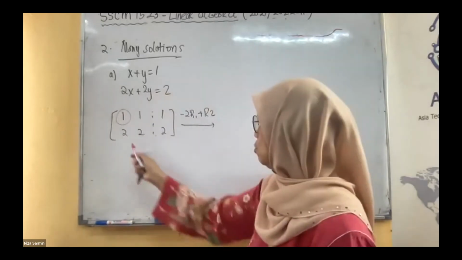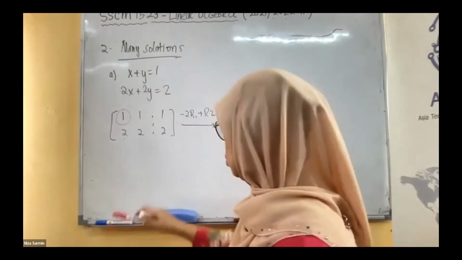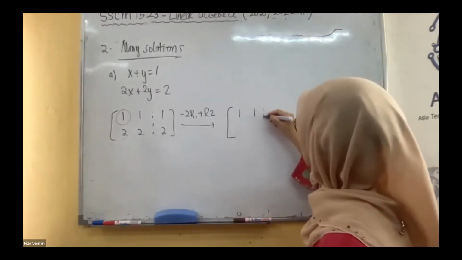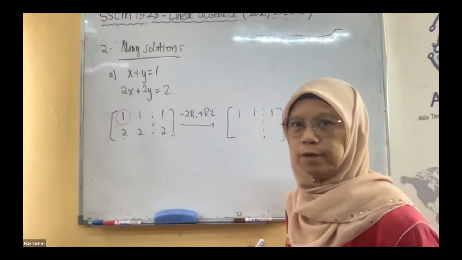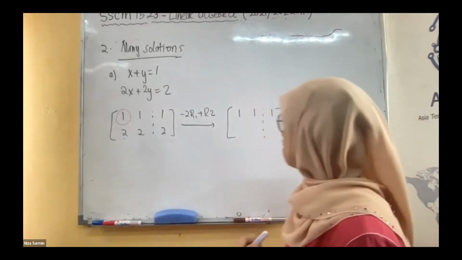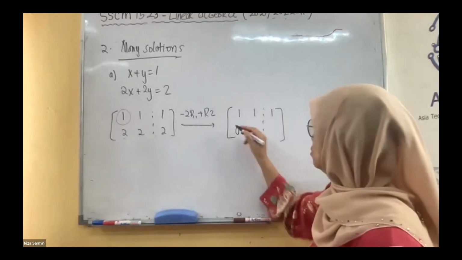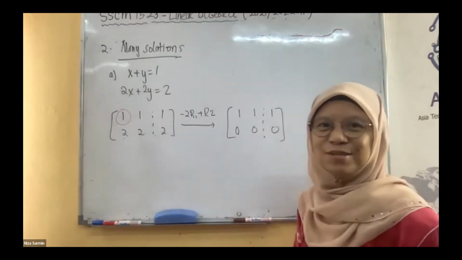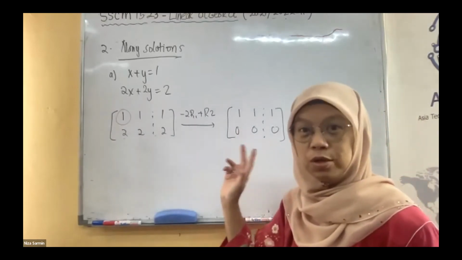So we need to make this 0. Negative 2 row 1 plus row 2. So negative 2 row 1 plus row 2 gives 0, negative 2, 0, negative 2, 0. If you check, actually the determinant is 0, so it's not unique.